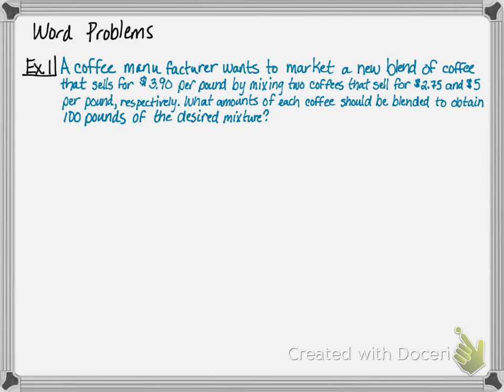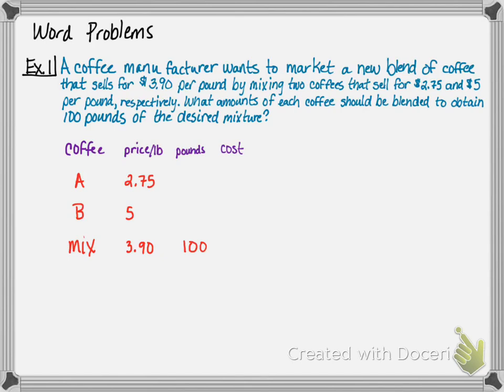I think that the key to solving word problems like this is organizing your information, and I like to organize it in a table. So we'll have the coffee, the price per pound, the pounds, and the cost. So we've got coffee A, which is $2.75 a pound. We've got coffee B, which is $5 per pound. And we have a mixture, which is $3.90 per pound. And we know we want 100 pounds of the mixture. And the cost is found by multiplying the price per pound by the number of pounds. So that would be $3.90 times 100.